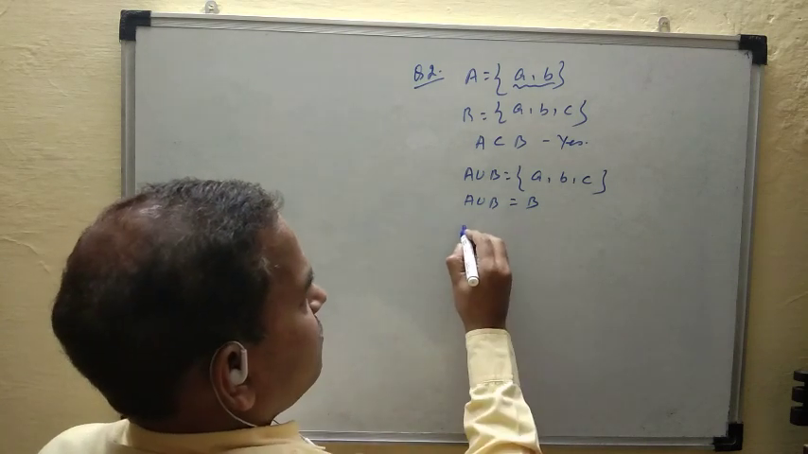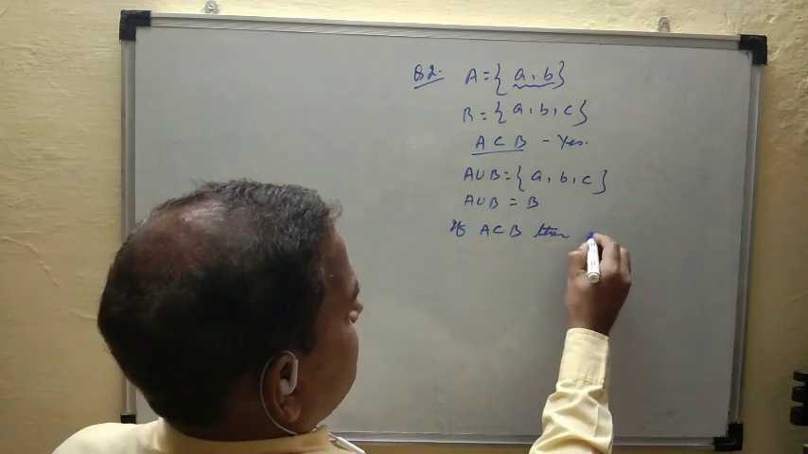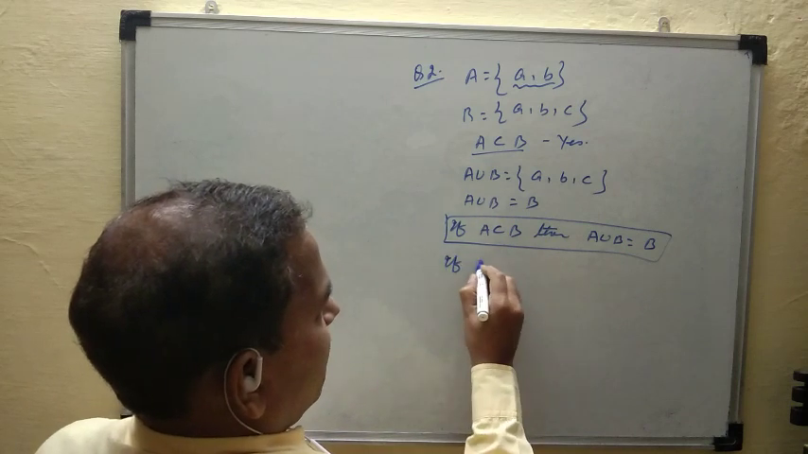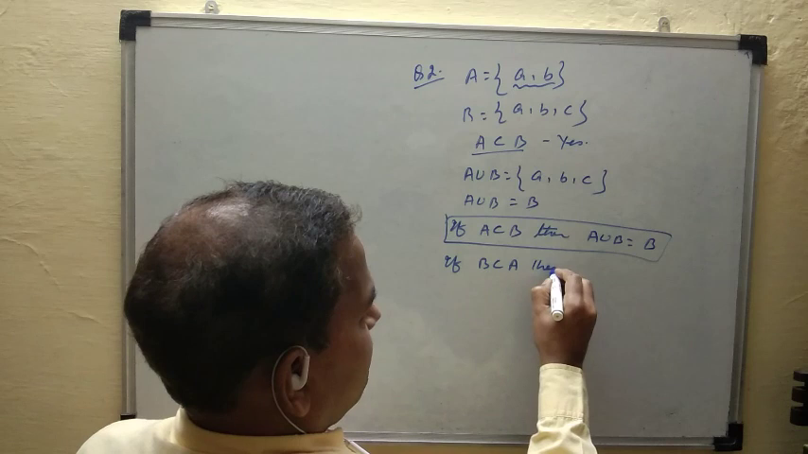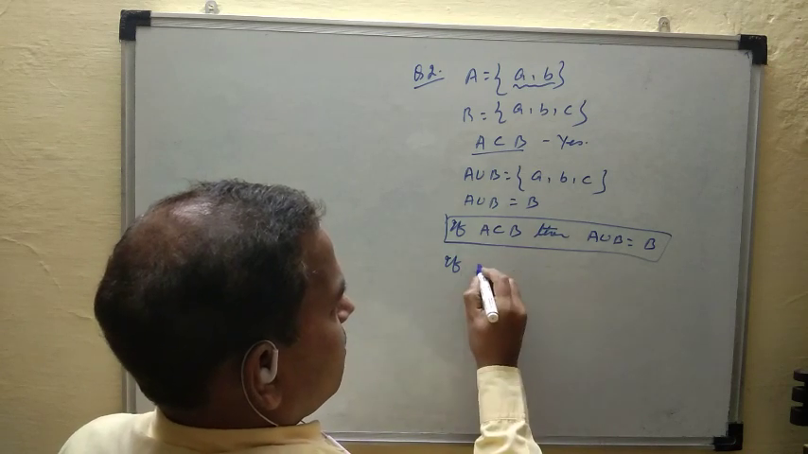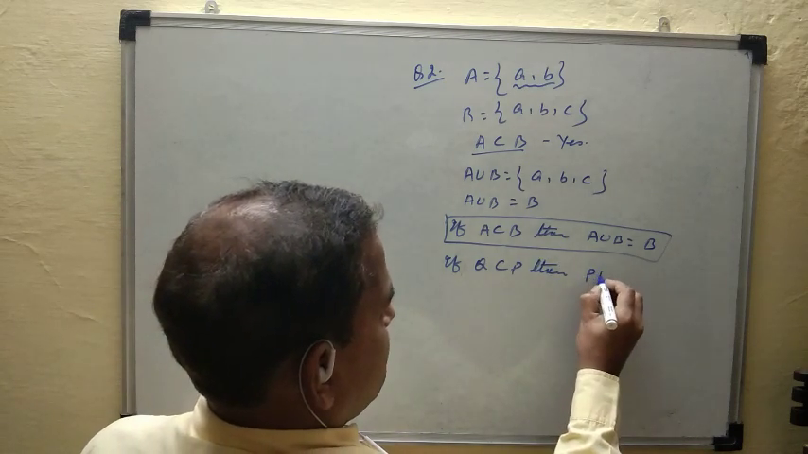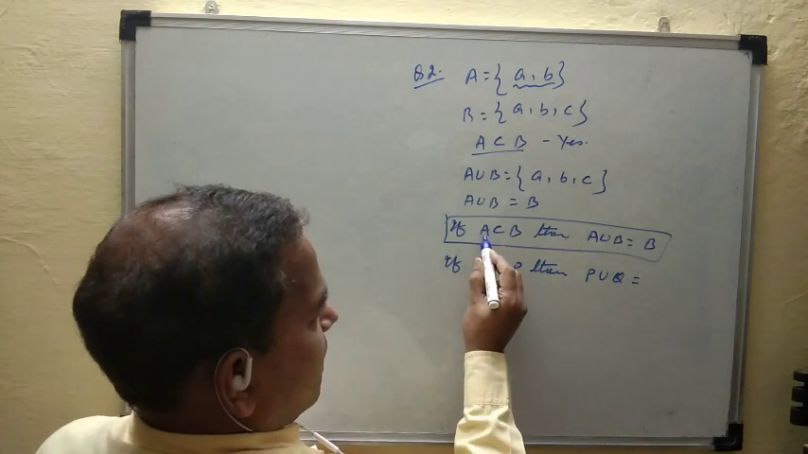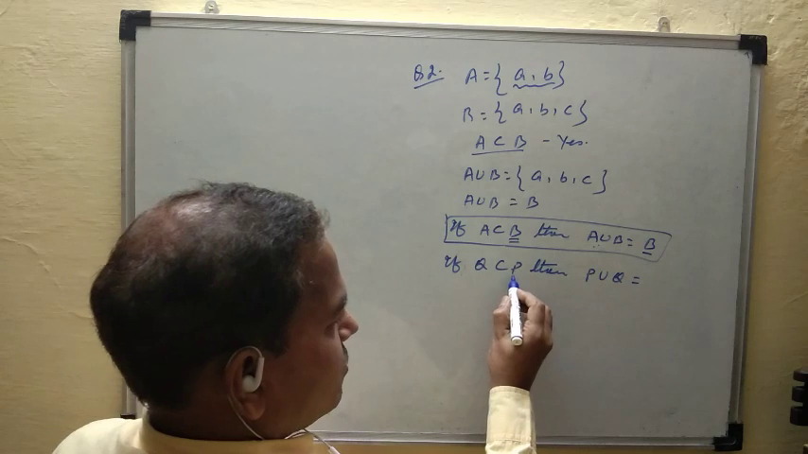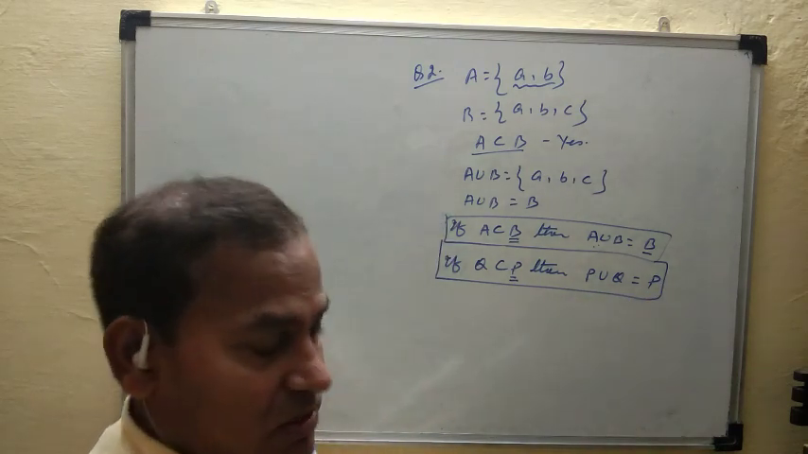So this is also a property: if A is a subset of B, then A union B is equal to B. Similarly, suppose P is a subset of Q or Q is a subset of P. Here A is a subset of B, B is the superset, that is the bigger set, so A union B is equal to B. If Q is a subset of P, then P is the superset, and P union Q is equal to P. This is also a property, you should remember it.